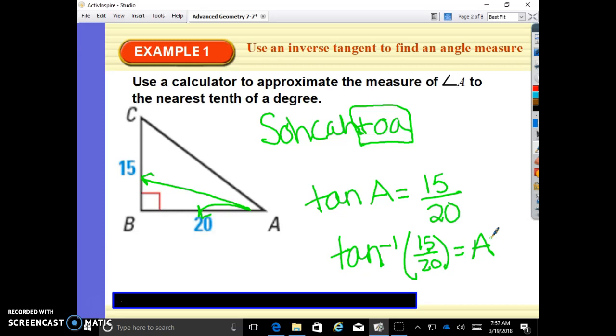So we take our calculator and we do 15 divided by 20 equals, and we get 0.75. Do second tan, and you're going to get that angle A is 36.866989 and so on. We want to round to the nearest tenth of a degree. So that 6 makes the 8 a 9. Angle A is 36.9 degrees.